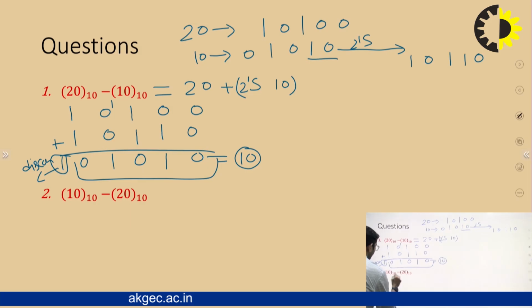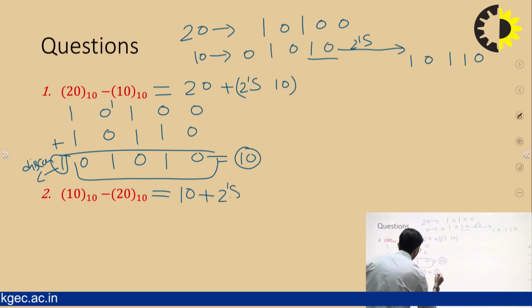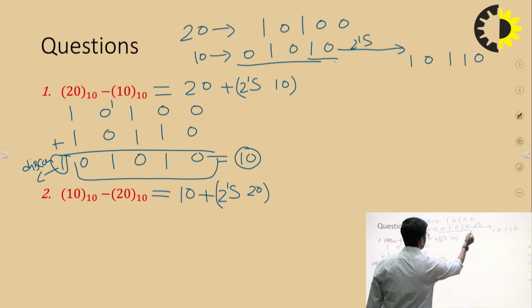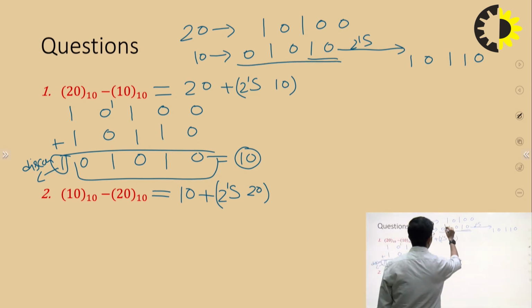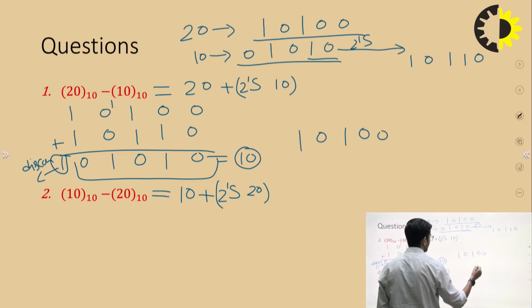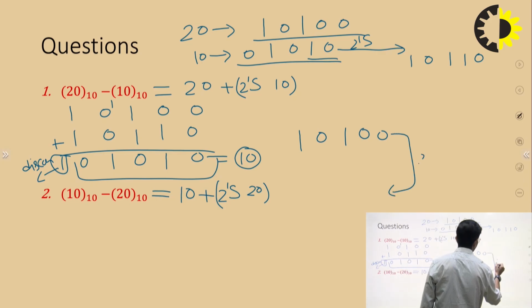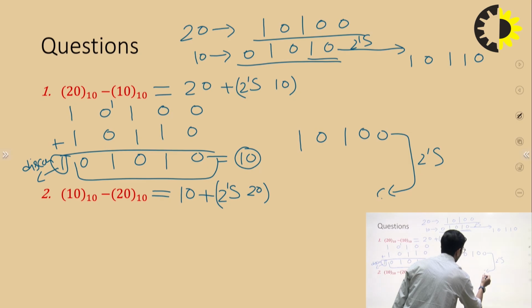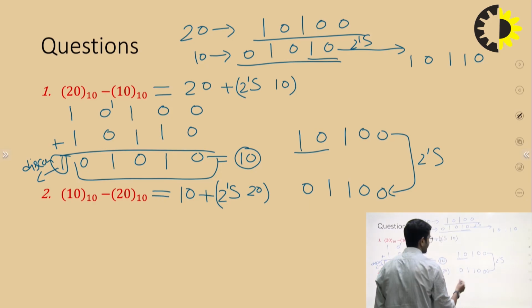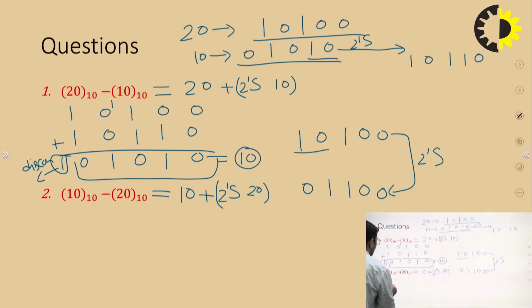If we take the example 10 minus 20, we have to perform 10 plus 2's complement of 20. So the binary of 10 is 0, 1, 0, 1, 0 and binary of 20 is 1, 0, 1, 0, 1. Now we have to take the 2's complement of this, so up to the first one we copy the bits as they are. After that we take the 1's complement. So this is the 2's complement of 20. Now we have to add 10 and 2's complement of 20.